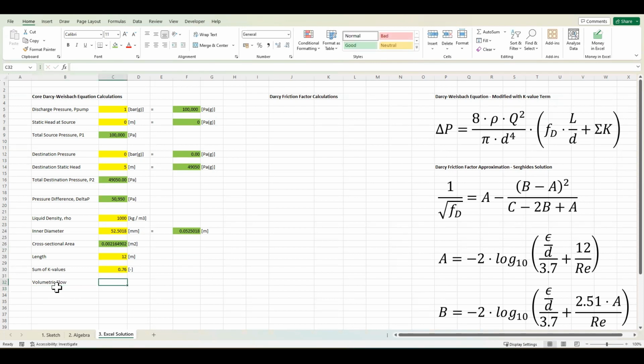Okay, now this is something we're going to solve for. So let's just call it 1. Okay, and that's going to be in units of meters cubed per second. Now, it's sometimes probably more useful to have it as meters cubed per hour. So we're just going to times that by 3,600. Again, that's going to be something that we're going to iterate for. So I'm just going to call that blue.